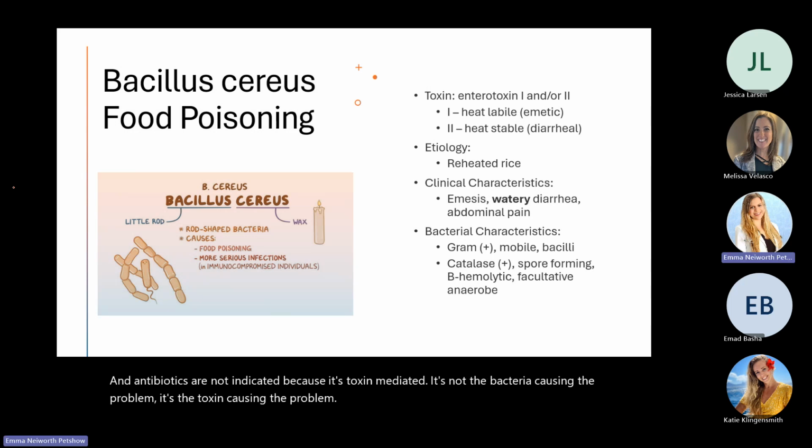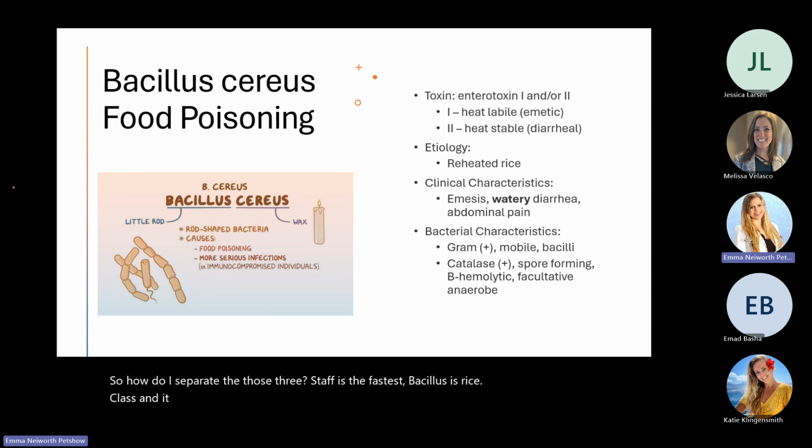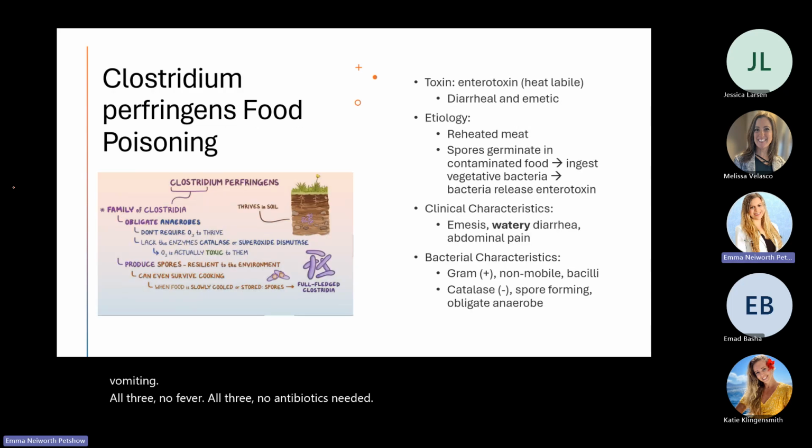So how do I separate those three? Staph is the fastest. Bacillus is rice, and it has vomiting and diarrhea. Clostridium, just diarrhea, also pretty fast, but no vomiting. All three, no fever. All three, no antibiotics needed. That's how I'd separate those three.